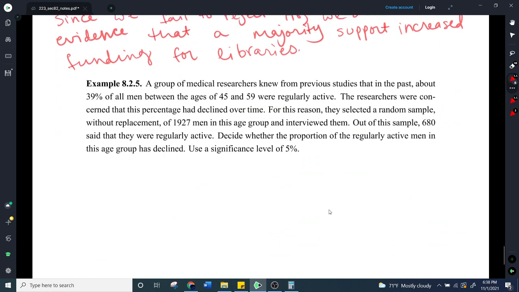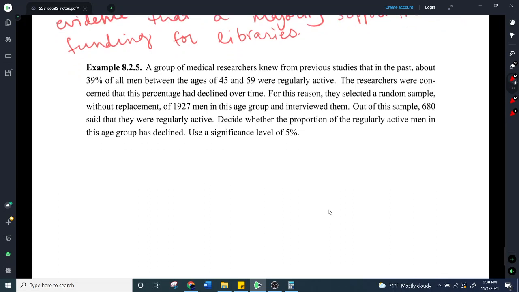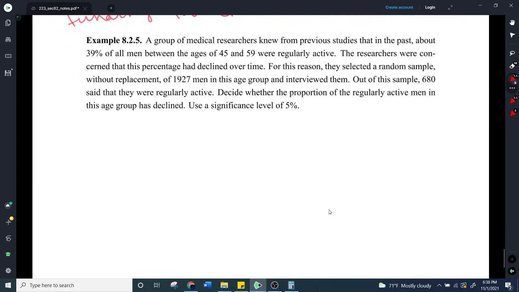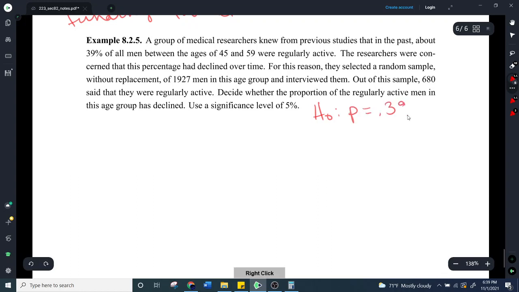Let's do one more here. A group of medical researchers knew from previous studies that in the past, about 39% of all men between the ages of 45 and 59 were regularly active. So I'm going to stop right there. I'm going to write something down because that's going to be our null hypothesis. So our null hypothesis, our population parameter, is that P is equal to 39%.